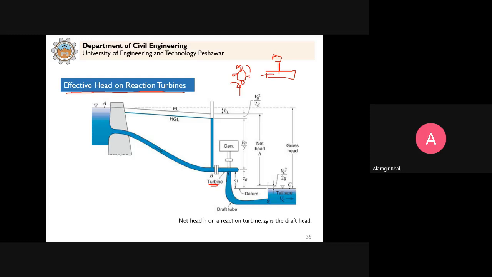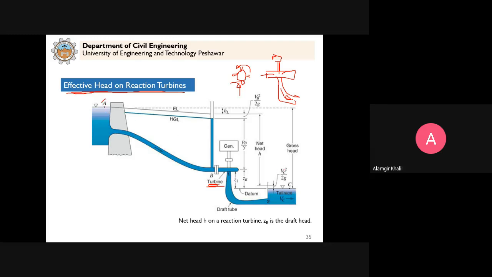So the water will come here, can be from both sides, and it will rotate in a horizontal plane, and then the water will join the tail race. So this is how the reaction turbine appears. Now, how to calculate the head which is acting on the reaction turbine?